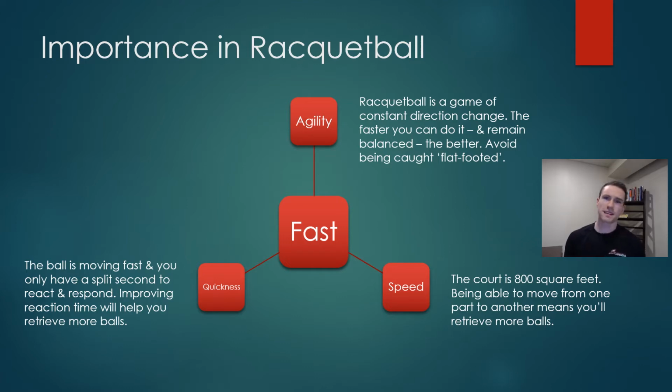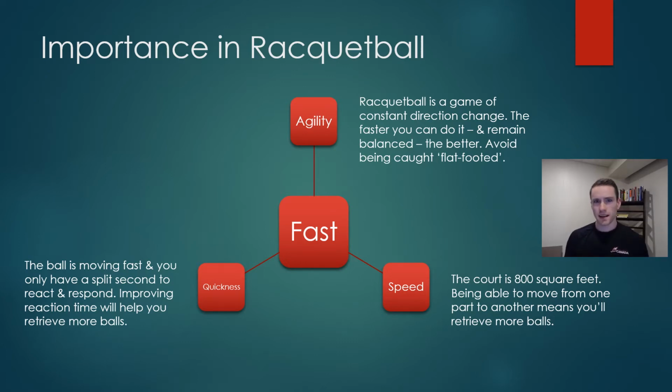When it comes to quickness, it's obvious as well: you have to react to your opponent's shots and their serves. Even at the lower levels of play, the novice or beginners, the ball's still traveling upwards of probably 60, 70, 80 miles an hour, which means that even having a split-second quicker reaction time to start moving and getting into position to hit the ball is going to be hugely advantageous for your game.